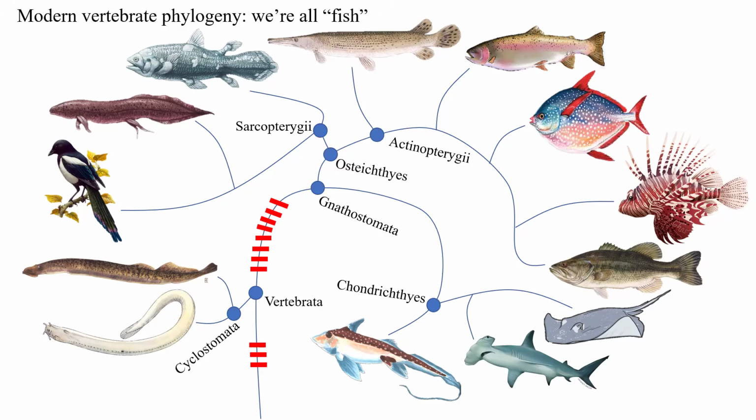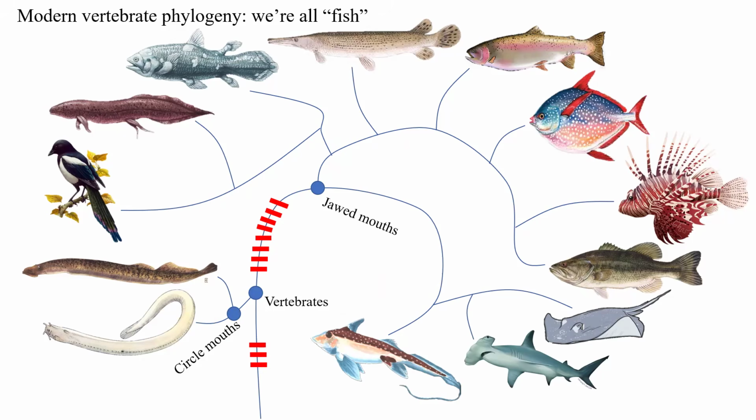So vertebrates into cyclostomes and gnathostomes, gnathostomes into osteichthyans and chondrichthyans, osteichthyans into actinopterygii and sarcopterygii. You can practice that as much as you want at home. You have these slides. If you want to help yourself get used to it, you can also do this.